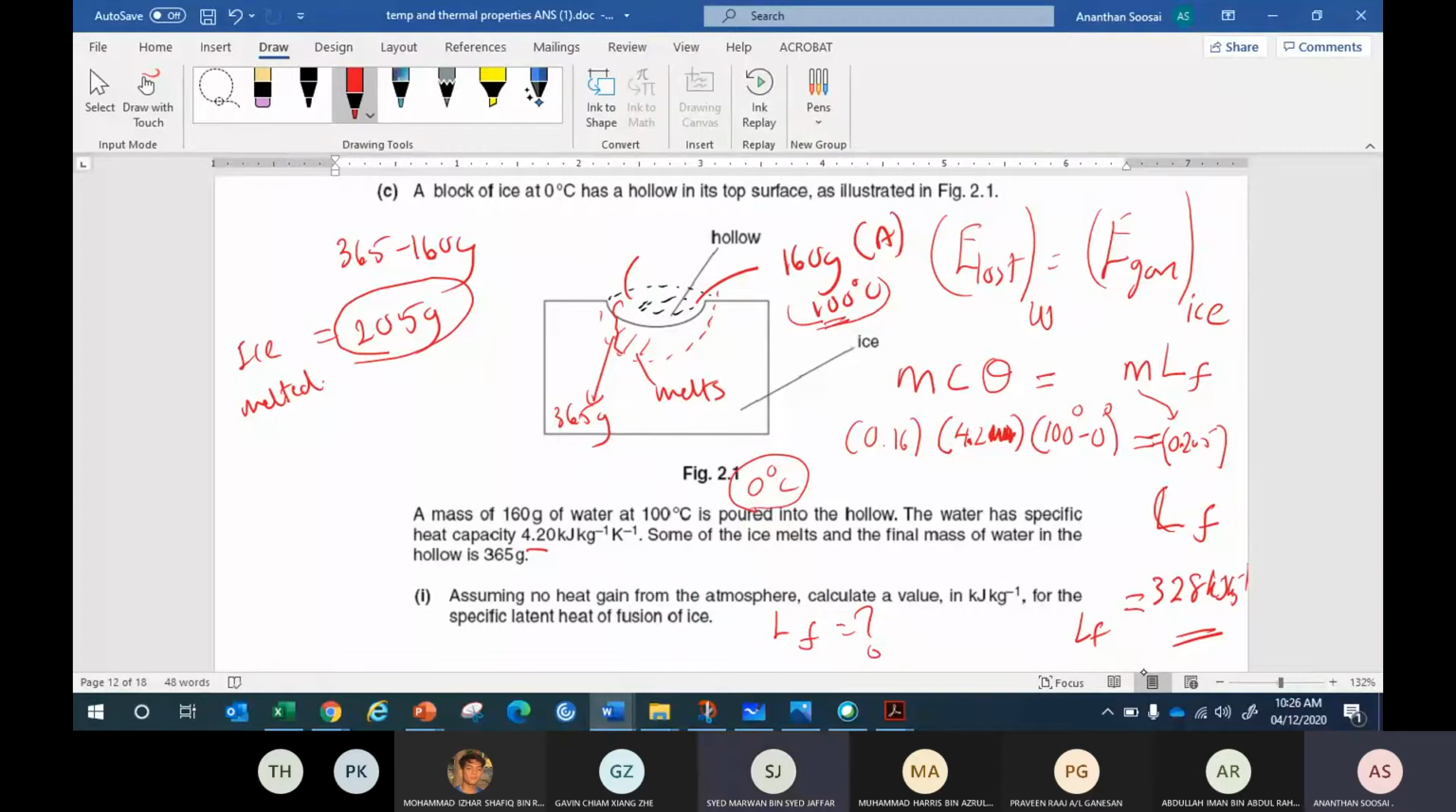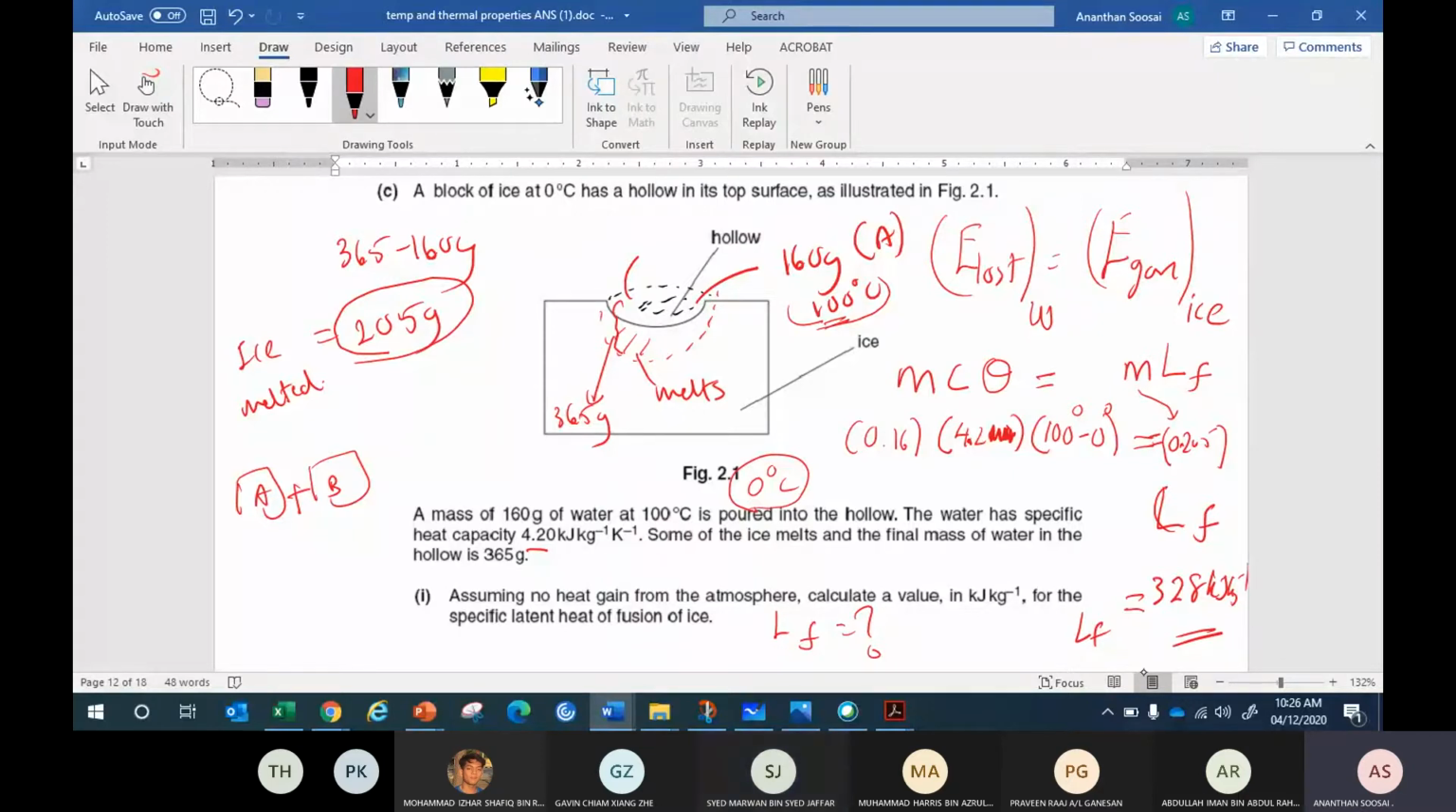Okay, so this is an example of body A in thermal contact with body B. So energy lost equals energy gained. The energy lost here is by the water, with MC theta involved. But something new: the energy gain of the ice is purely latent heat, MLF, because it's only melting. MLF is mass times latent heat of fusion. So you find the LF, and you get the answer.